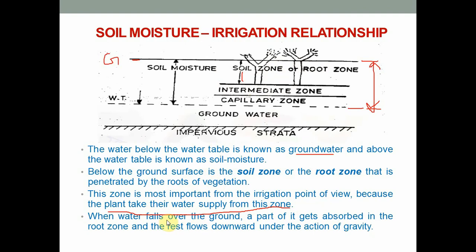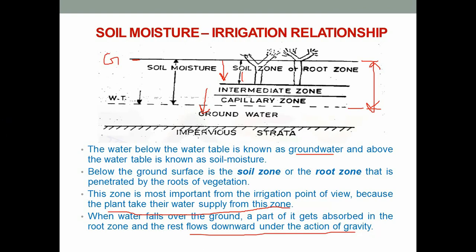Now, when water falls over the ground, some part of it gets absorbed in the root zone. This water absorbed in the root zone is available for the growth of crops, but the rest of the water flows downward under the action of gravity and meets the groundwater, which is not available for the plants. So this was the soil moisture irrigation relationship.